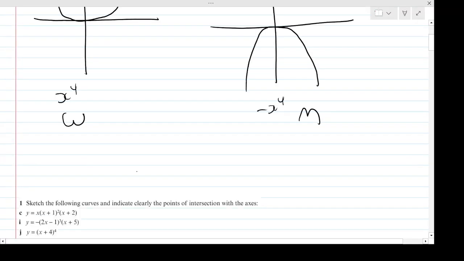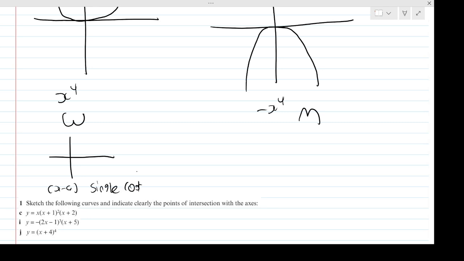And then we need to look at the type of roots we have. So firstly, if we have a single root, x minus a, just a single factor, that's going to just pass through the root like this, okay? If we have a double root, it will touch the axis, it will touch the point and not go through it. So that'd be x minus a squared, that would be a double root.